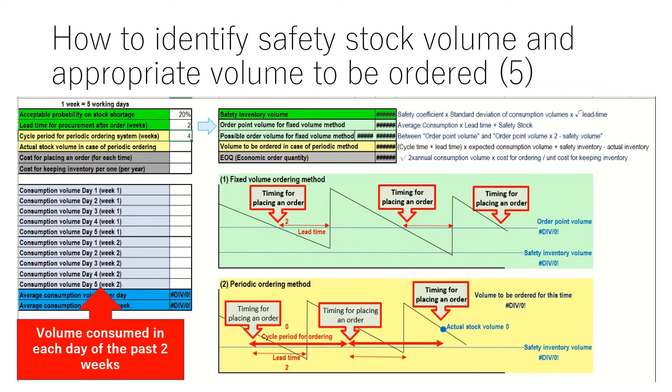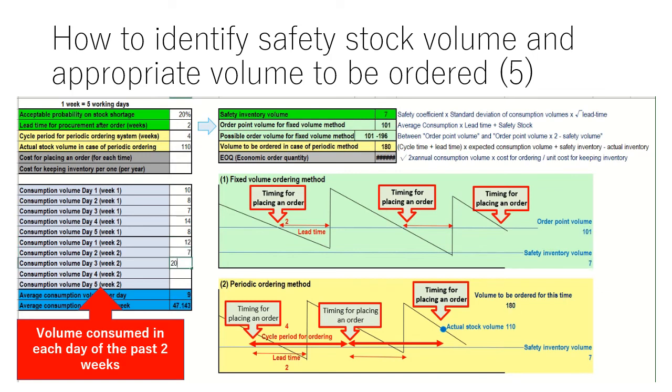The cycle period for ordering is 4 weeks. The actual volume that the company holds currently is 110 pieces. Consumption volume last Monday was 10 pieces, last Tuesday was 8 pieces, last Wednesday was 7 pieces, etc.